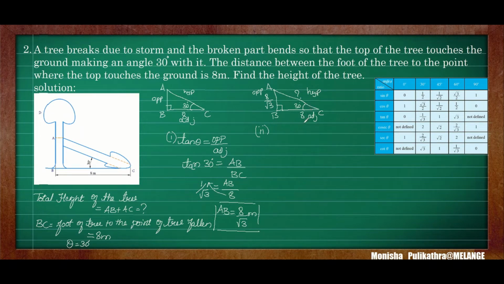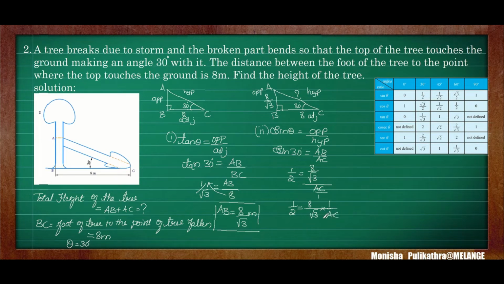Either you can take cos, because cos is adjacent by hypotenuse, or you can take sine. Here I will be taking sine theta. Sine theta means opposite by hypotenuse, where the theta value is 30 degrees, equal to the opposite side AB by the hypotenuse AC. From the chart, sine 30 is 1 by 2, equal to the AB value 8 by root 3, whereas AC is not given, which we have to find out. AC, simply we can write as AC by 1.